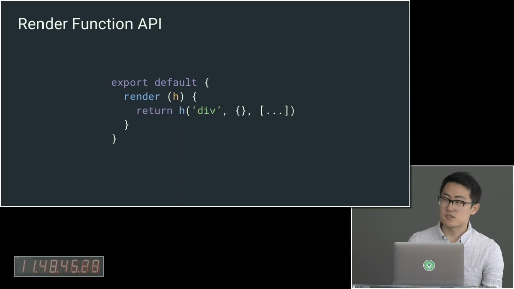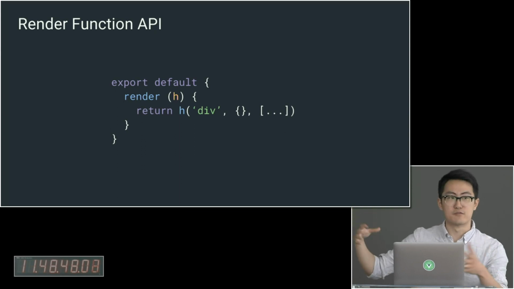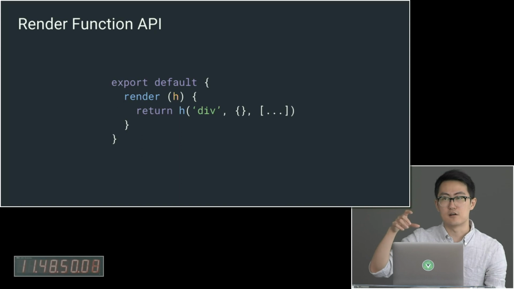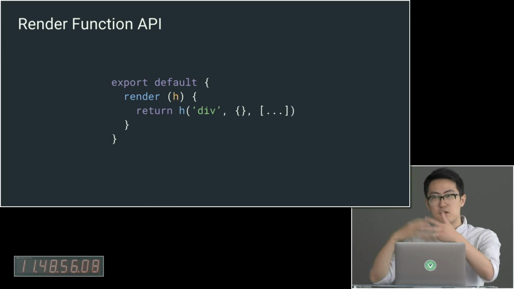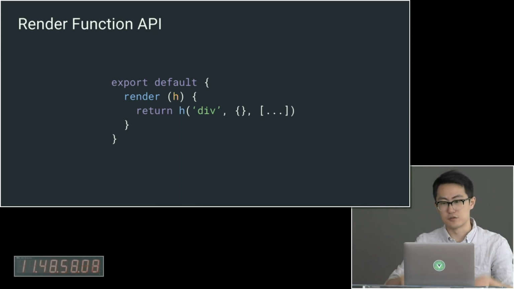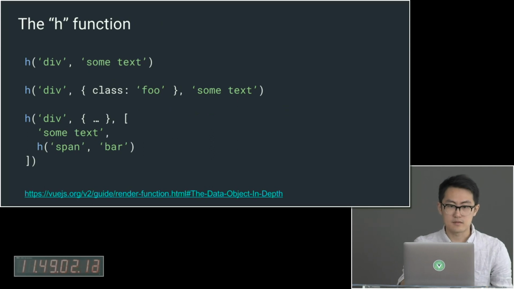And eventually, the third argument is just an array of more child nodes. So you will nest H calls inside this array to produce more child nodes. So everything is just nested calls. Eventually, together, they return a tree of virtual nodes. And it's pretty versatile, too.